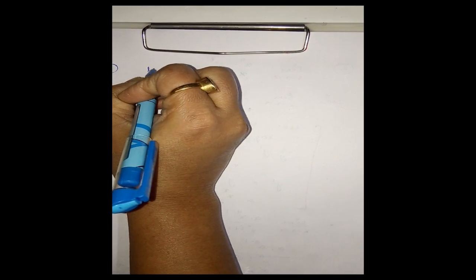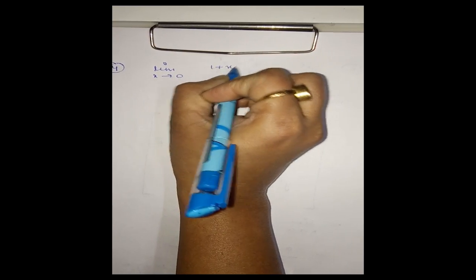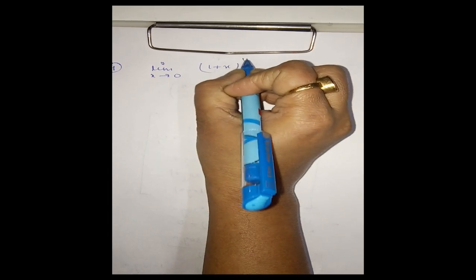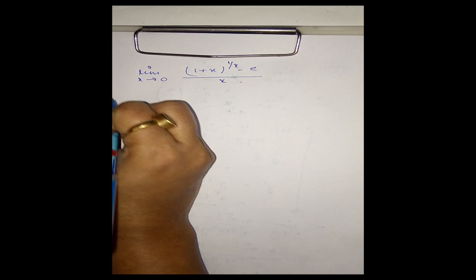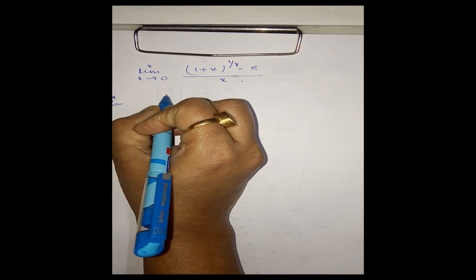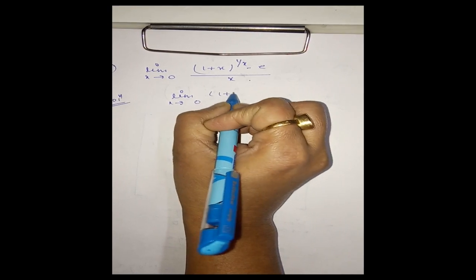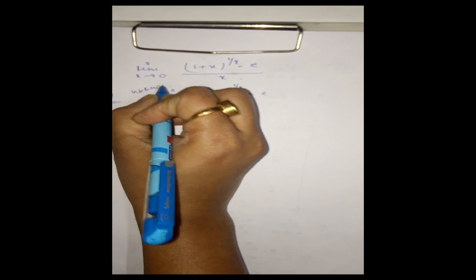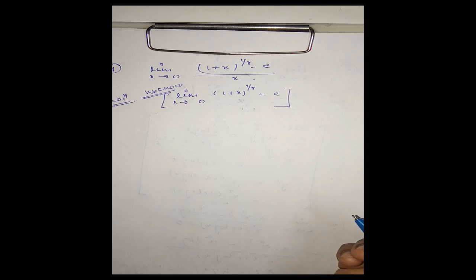Next we consider this problem. Limit as x tends to 0 of ((1 plus x) power 1 by x minus e) divided by x. Now we know the limit as x tends to 0 of (1 plus x) power 1 by x. We can easily find this limit. We know this is equal to e.